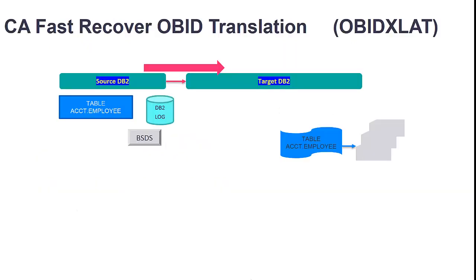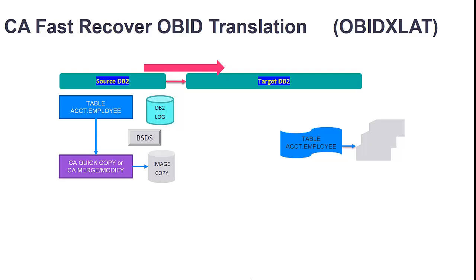Let's take a look at a potential challenge that can occur during data migration and how Object ID translation can solve it. You, a database administrator, are required to quickly migrate data from one Db2 subsystem to another Db2 subsystem. For example, from a production environment to a test environment. The attributes of the source and the target tablespace must be the same. During the migration, CA Fast Recover can perform only basic checks such as dataset size, page size, and so on.